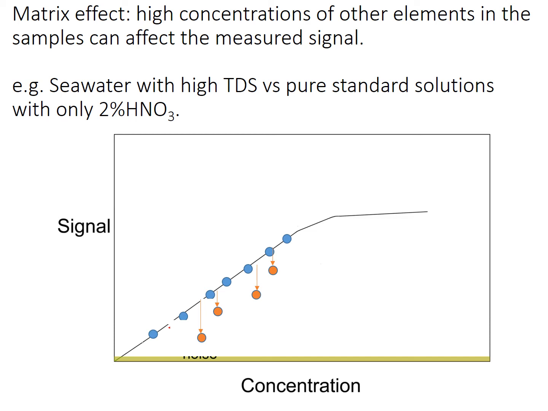But then if we put a bunch of samples in that have got loads of other stuff in there, say for instance seawater, which has got loads of salt, all of those other elements will start ionizing, take some energy out of the plasma, they might change the temperature of the plasma, they might have all kinds of crazy effects that might inhibit the intensity of measurement of any element in that sample. So basically, if your sample's got lots of stuff in it, total dissolved solids, it tends to suppress the signal.